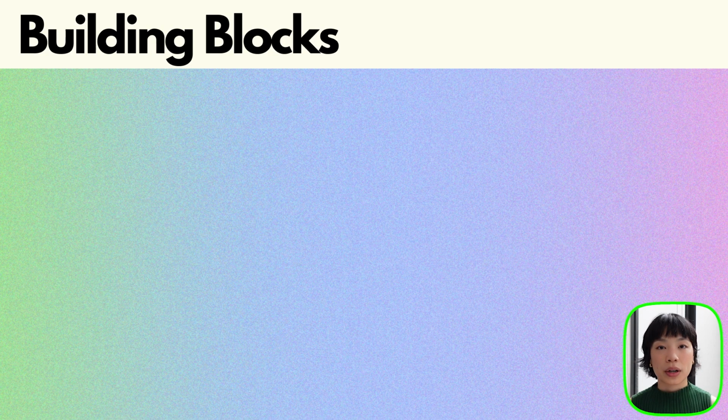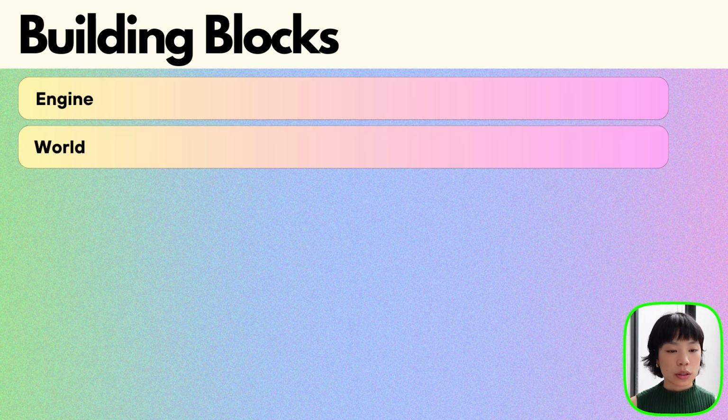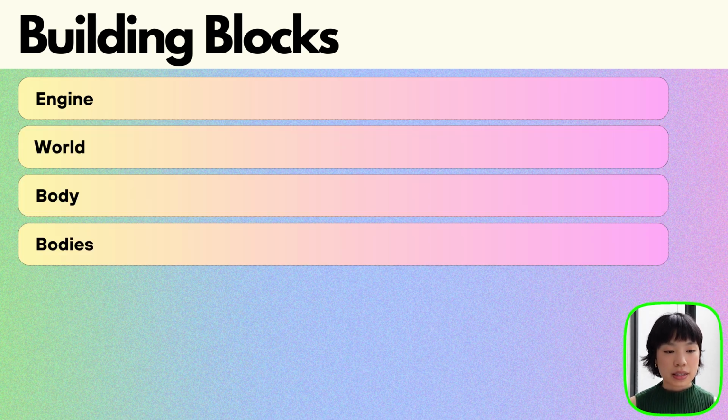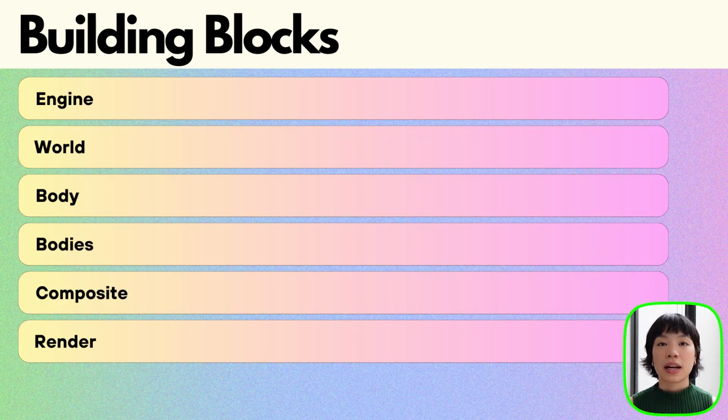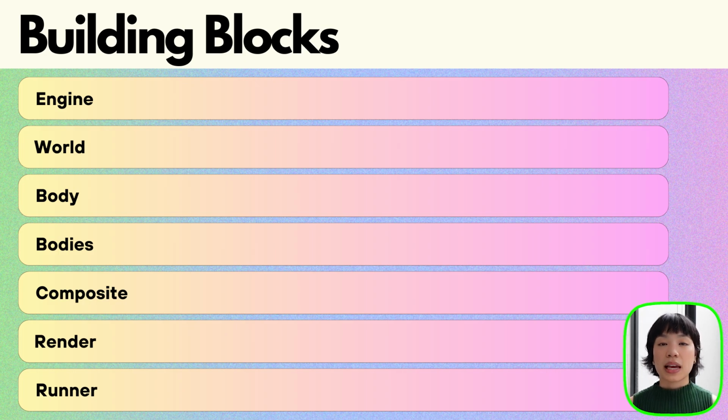What are the key building blocks of matter.js? In this video, we'll be talking about the 7 key components: engine, world, body, bodies, composite, render, and runner. So the first component is engine, and engine is the heart of the system. It is what manages the physics simulation by updating the state of objects over time. The engine is essential for driving the simulation forward, ensuring that all physical behaviors like gravity, friction, and movement are accurately applied to the objects in the world.